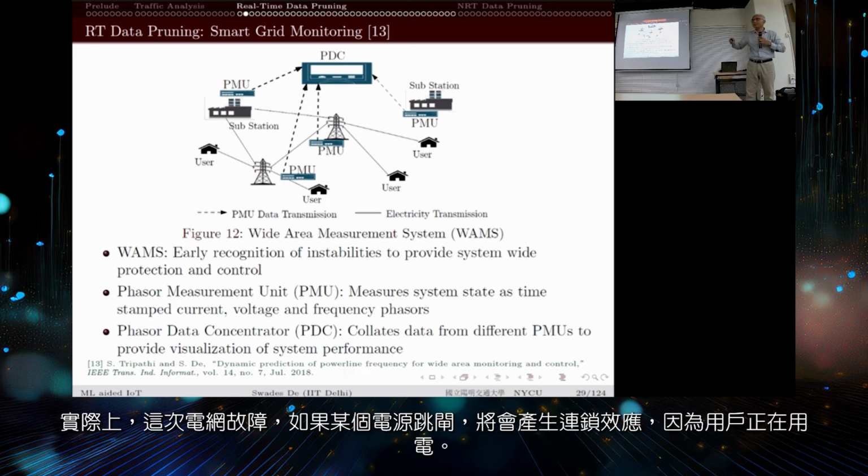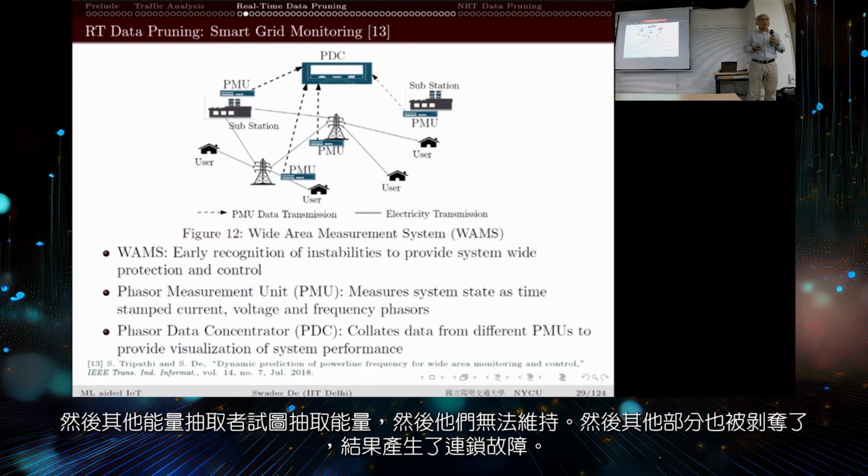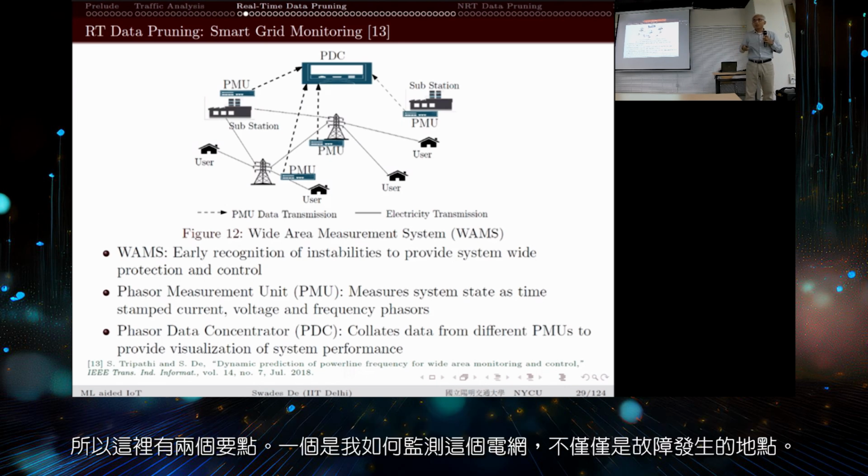Actually, in a grid failure, if some source is tripping, it will have a cascading effect because the users are drawing power. Some source has tripped because of frequency fluctuation or certain parameters not being proper, and then other energy drawers try to draw energy, the grid cannot maintain it, and other parts also get tripped. As a result, a cascading failure happens. So there are 2 points here. One is how do I monitor this grid health, and not only the location of the grid where the failure is happening.